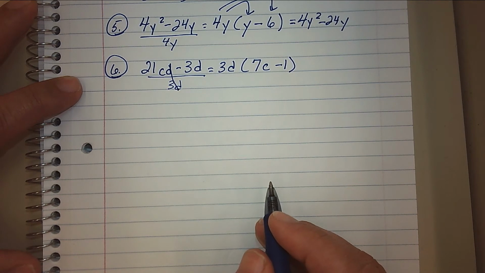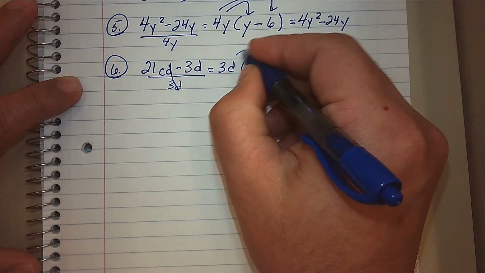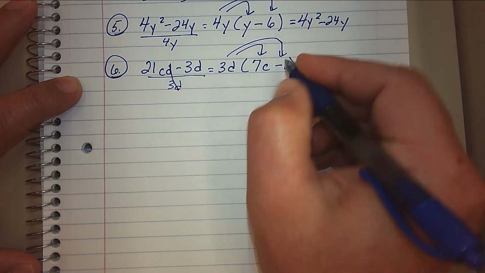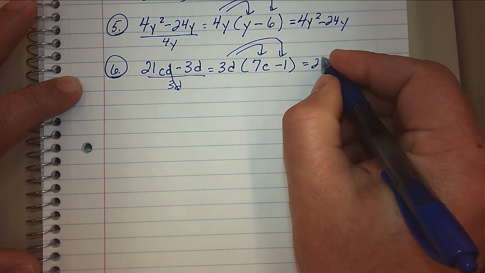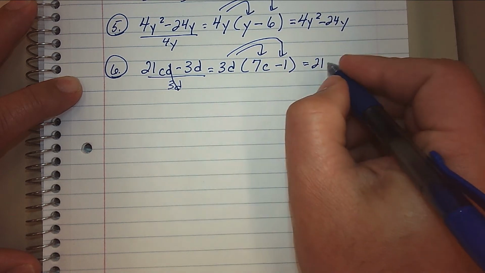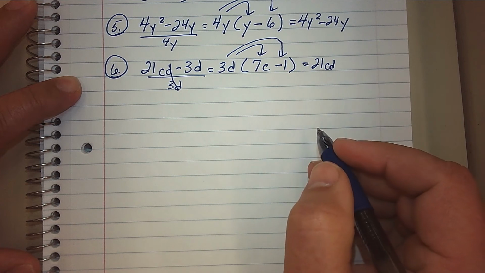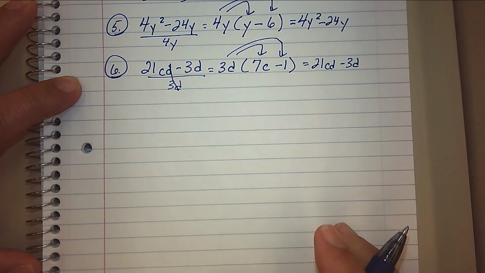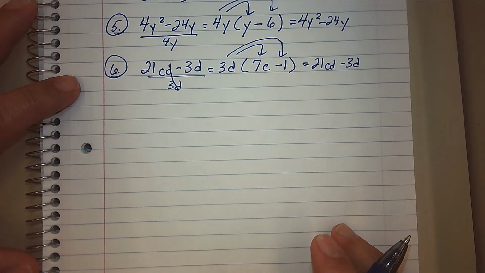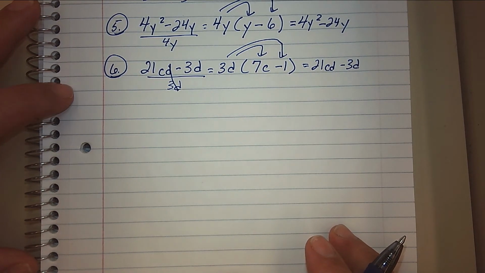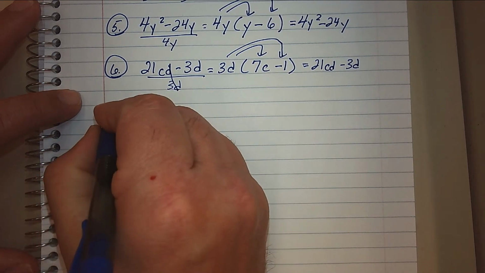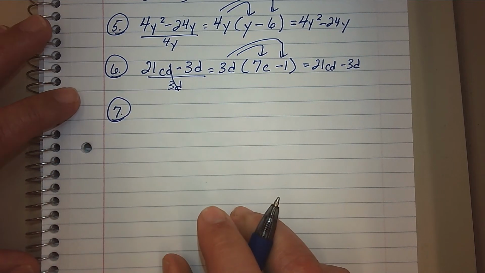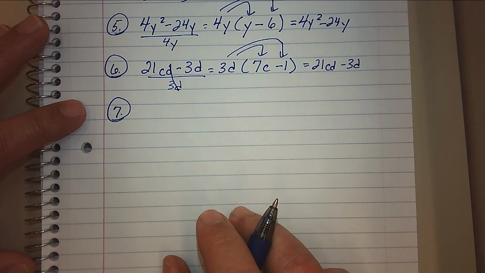And of course, for me to be able to check it, I distribute. 3d times 7c is 21cd. And remember, we put these alphabetical, cd, and 3d times negative 1 just gives us negative 3d. Now, at any time, if I'm going too quickly for you, just pause it. You can work it out yourself. That's kind of the better thing about this. You don't have to keep up with me if I'm going too fast.